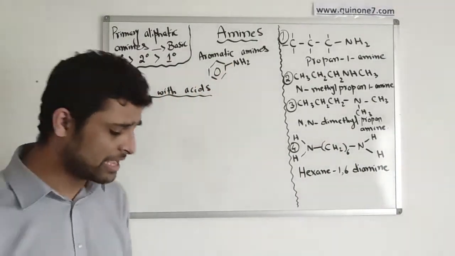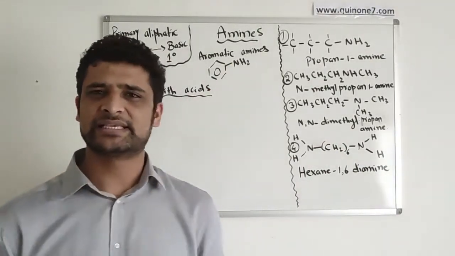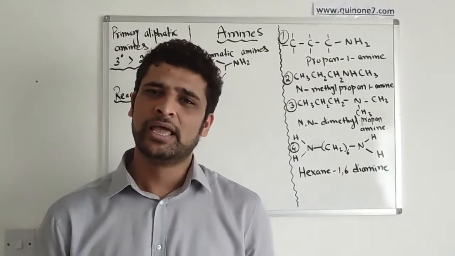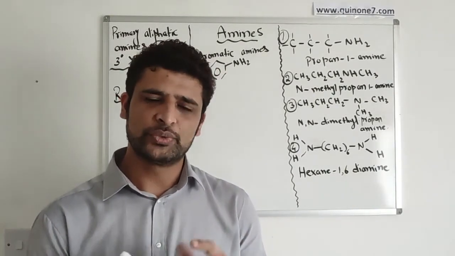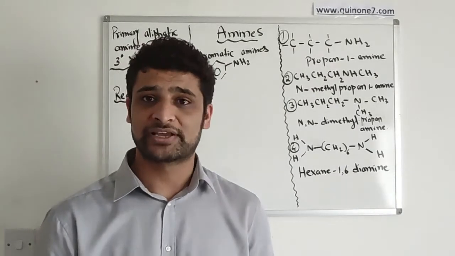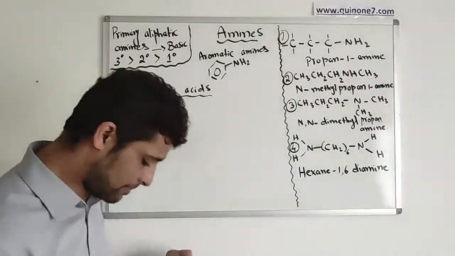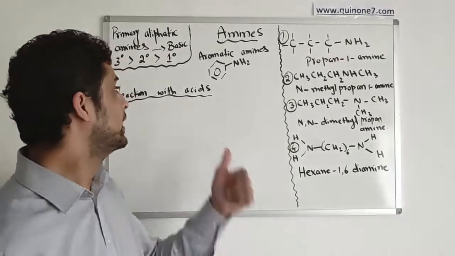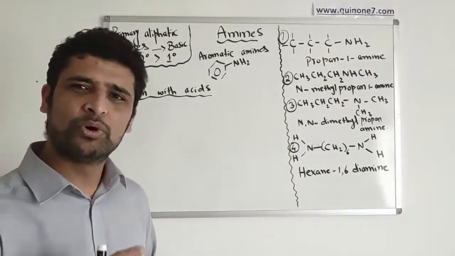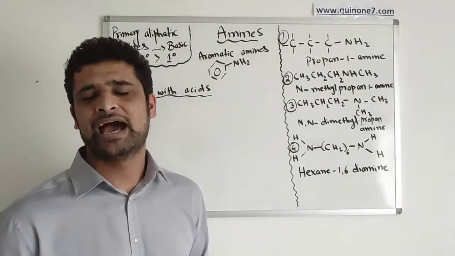Now we're going to look at the amines' basicity. Amines are basic in nature because they are Bronsted bases, where they donate a lone pair of electrons to a hydrogen positive ion and make a bond, a dative covalent bond. Now when you look at it, there are 2 types of them. One is aliphatic amines and the other is aromatic amines.